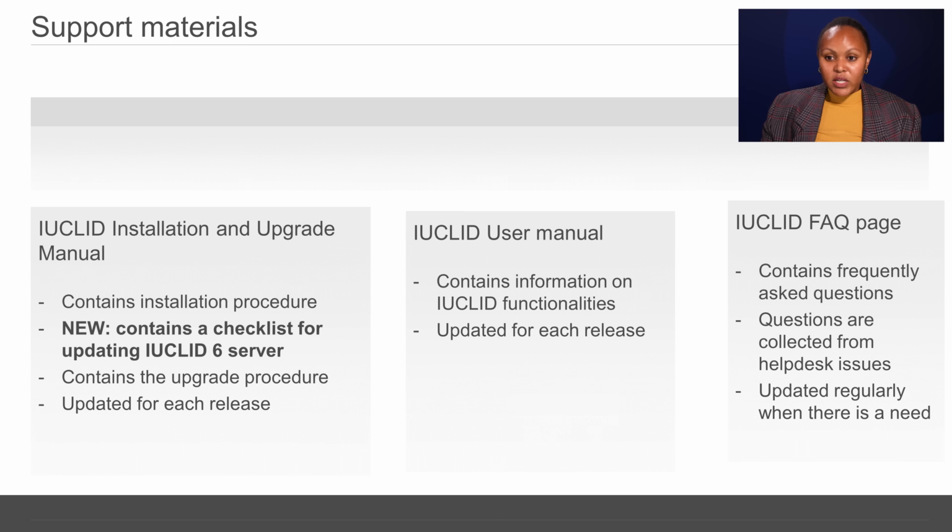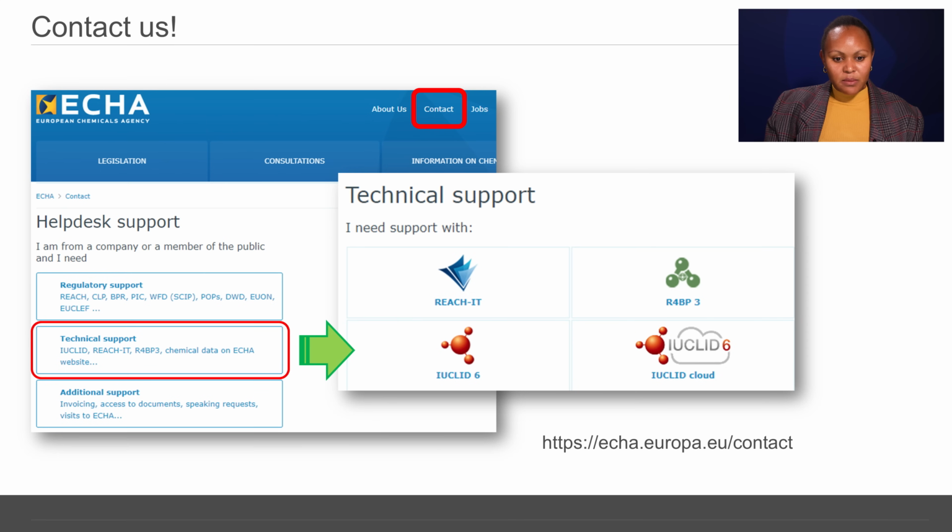The Euclid FAQ page contains frequently asked questions, and these are questions that we collect from our Helpdesk queries, and it is updated regularly when needed. You can contact us via the Helpdesk contact form on the website. Click on the link Contact, choose Technical Support, and depending on your Euclid version, choose the corresponding option.